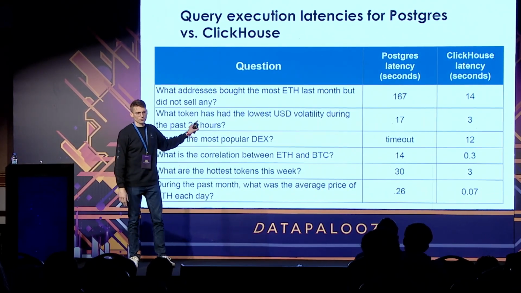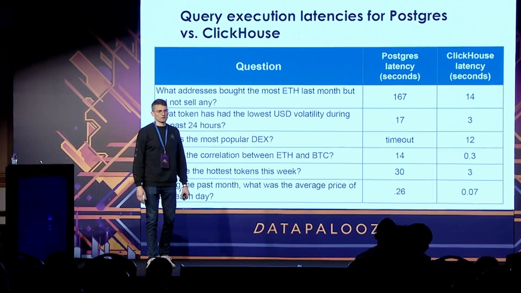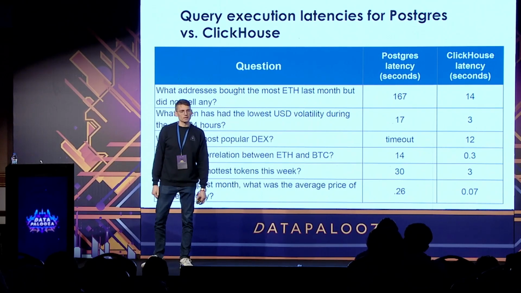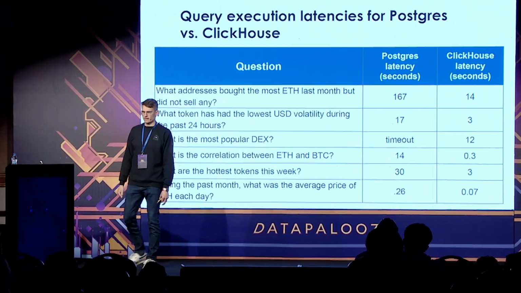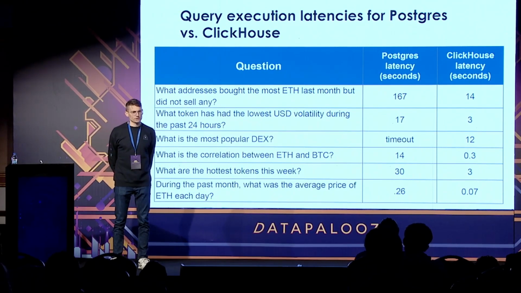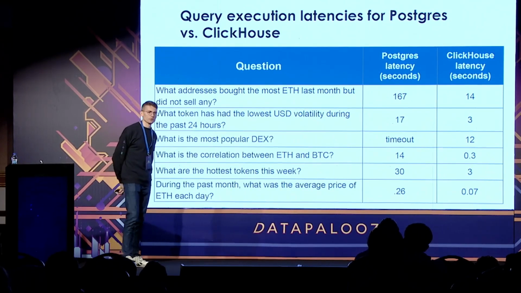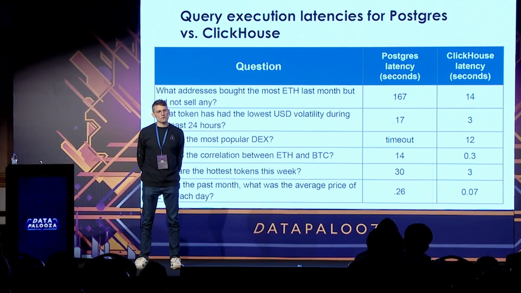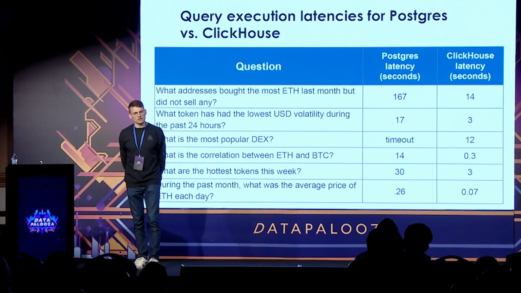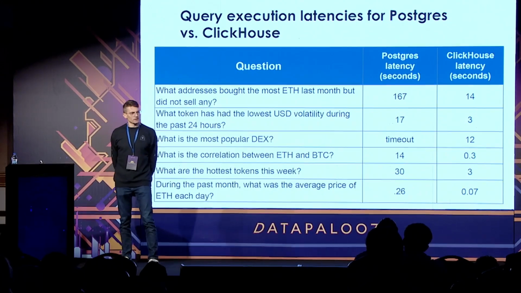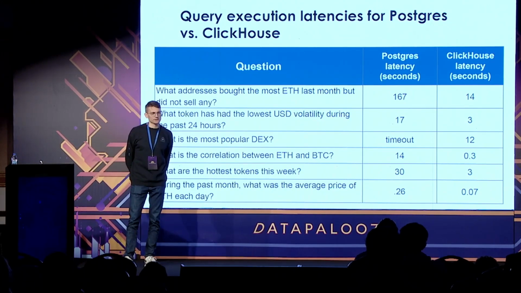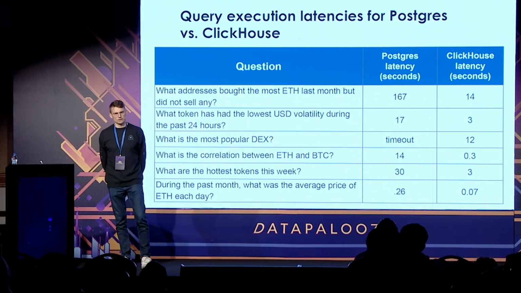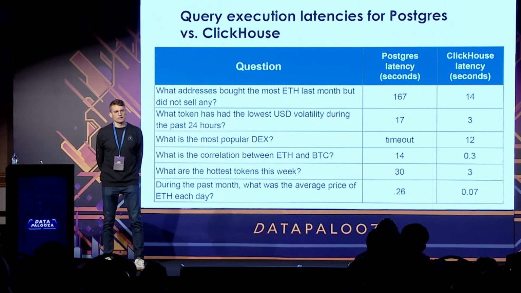So for example, the first question, what addresses bought the most ETH last month but did not sell any? That took 167 seconds in Postgres and 14 seconds in ClickHouse. Another question was, what token has had the lowest USD volatility? 17 seconds in Postgres versus 3 seconds in ClickHouse. And finally, what is the most popular DEX? That gave us a timeout in Postgres, and it was 12 seconds in ClickHouse.